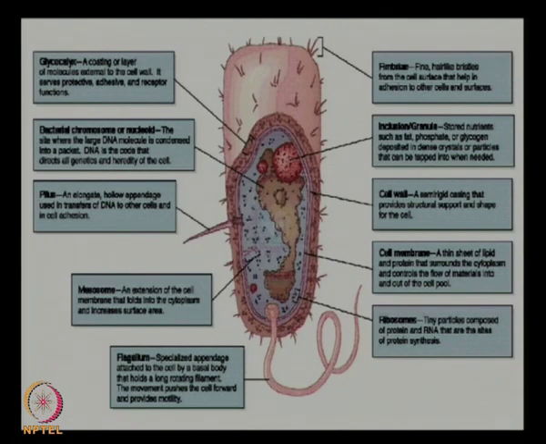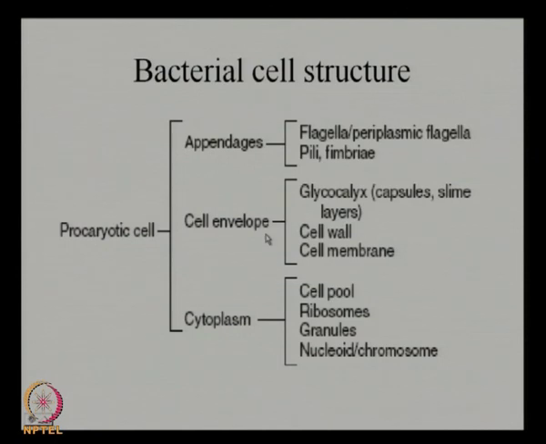Now, if we see this particular bacteria under the microscope with different magnification, we can find that there are different organelles present in this bacteria. Based on these organelles and their arrangement, the entire bacterial cell structure, or the prokaryotic cell, can be divided into 3 major groups, that is the appendages, cell envelope and cytoplasm.